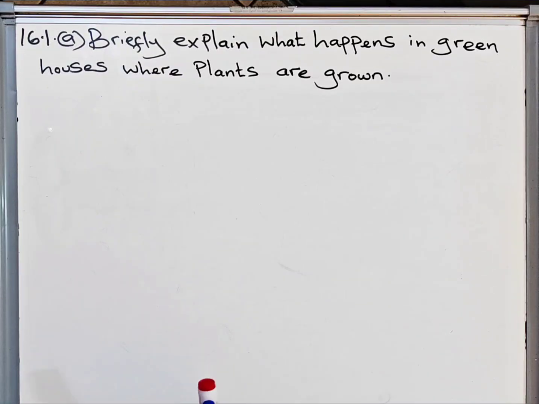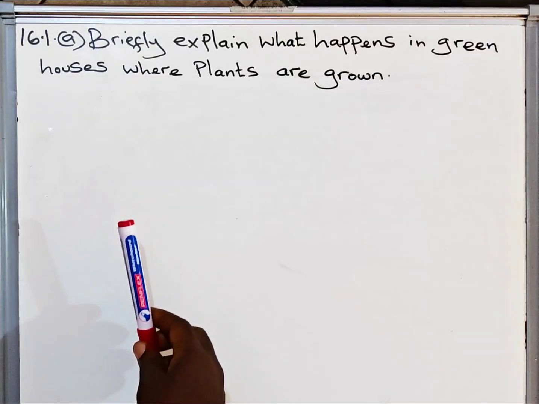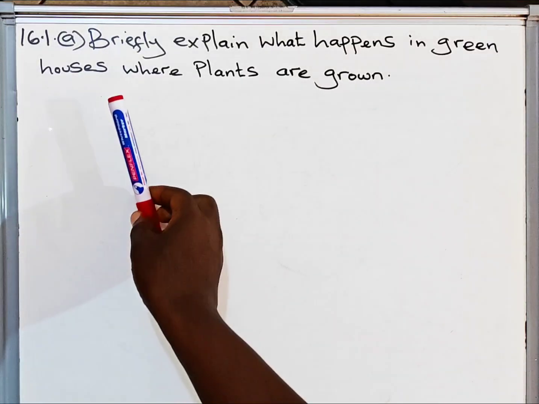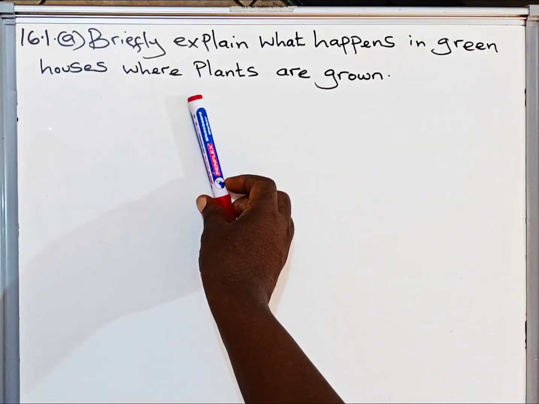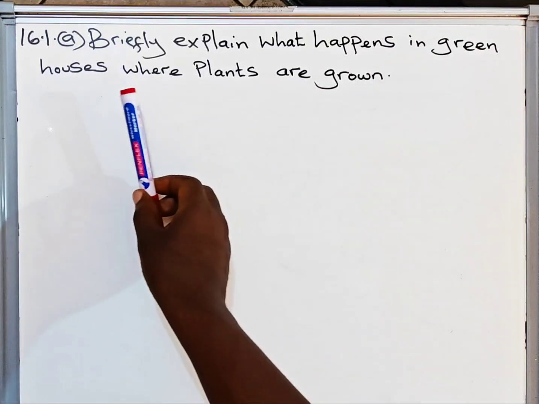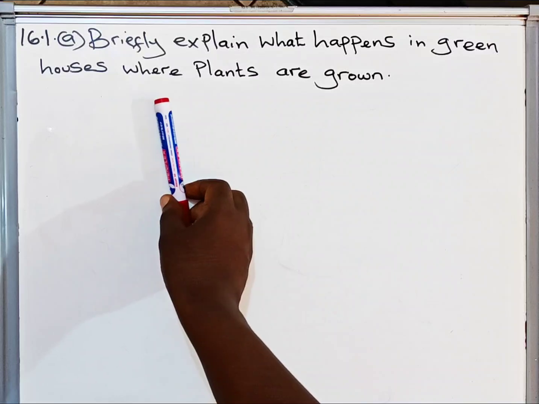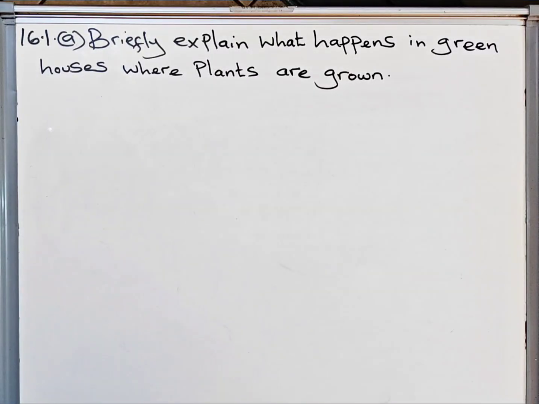Today we are looking at the statement that says briefly explain what happens in greenhouses where plants are grown. What happens inside the greenhouse? We have to remember that greenhouses are normally used in very cold regions for growing plants during the cold environment.